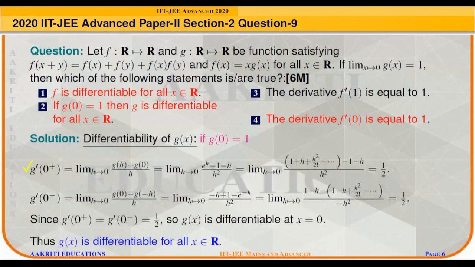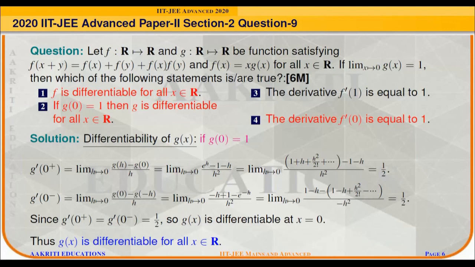Now, the right hand side derivative g prime of 0 plus is written as limit h goes to 0 of g of h minus g of 0 divided by h, and by substituting the values it will give limit h goes to 0 of e raised to the power h minus 1 minus h upon h square. Here we will use the expansion of e raised to the power h, which is nothing but 1 plus h plus h square by 2 factorial and so on. And by applying the limit as h goes to 0, it will give half. And in similar fashion, the left hand side derivative g prime of 0 minus will be equal to half.